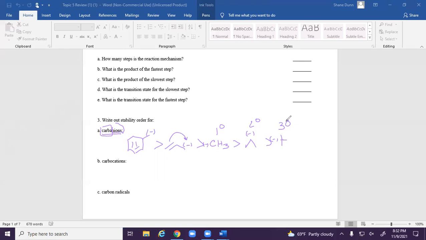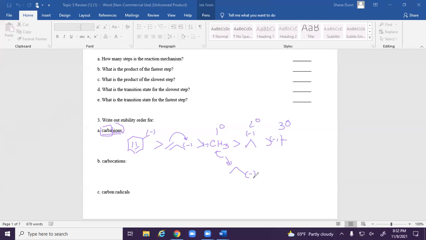It depends. Technically, right here, this is a methyl. That is a methyl missing a carbon. That is primary. You could also draw it like this if you wanted to.